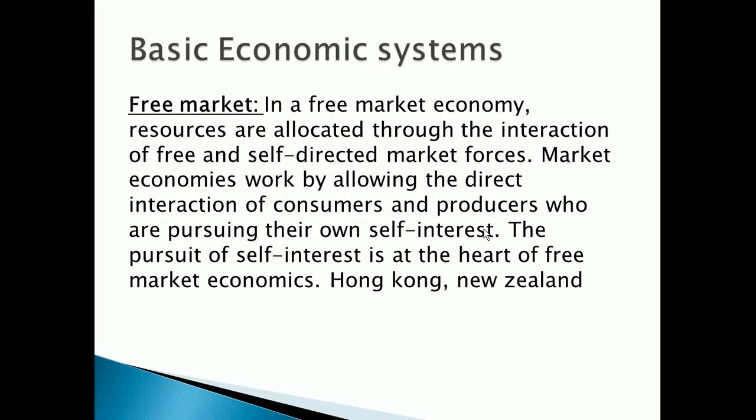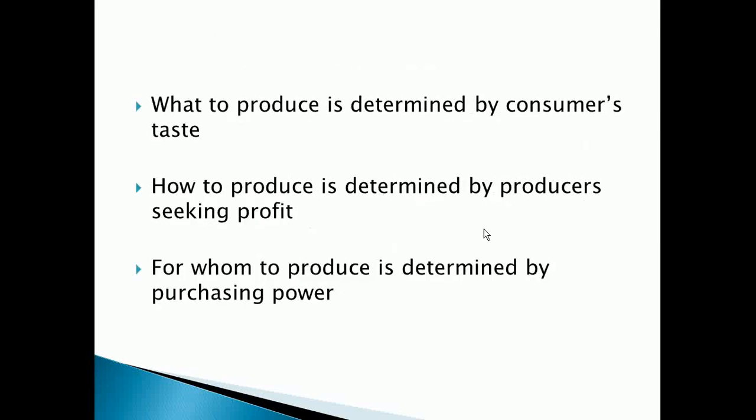A good example is Hong Kong. Another one is New Zealand. Now, this market economy answers the questions. What to produce is determined by the consumer's preference, taste, choices. By implication, a manufacturer must produce what an individual desires or what the society desires at the particular time, because they have control over their income, they have control over their taste and over their preference.